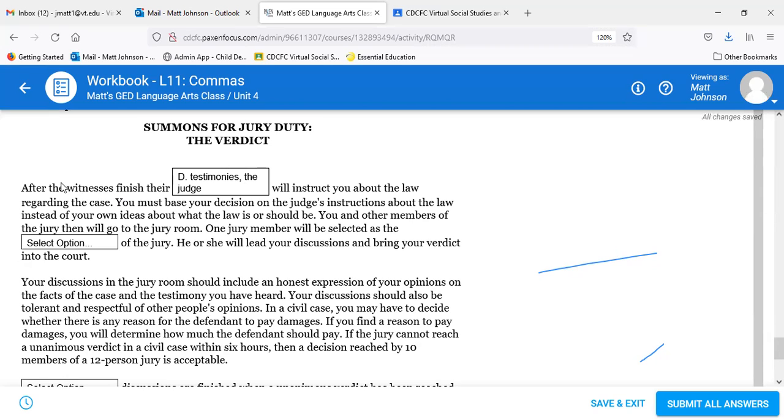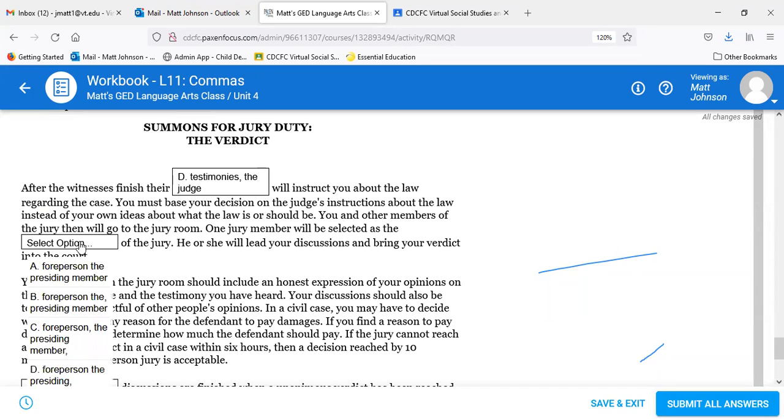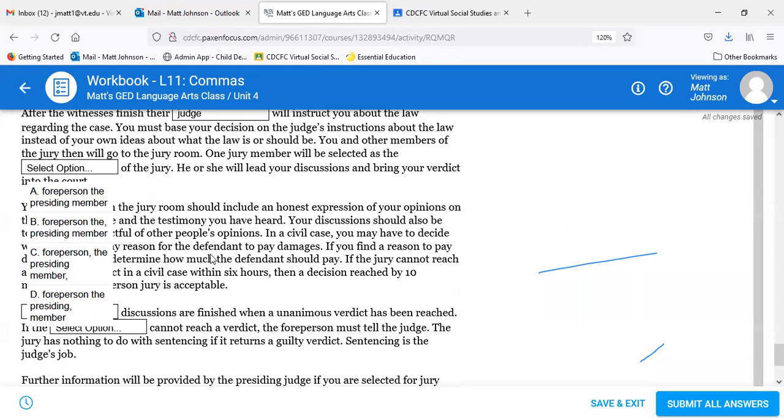You must base your decision on the judge's instructions about the law instead of your own ideas about what the law is or should be. You and other members of the jury then will go to the jury room. One jury member will be selected as the foreperson, the presiding member of the jury. Tracy, what do we want to use here? Yes. We want the press, the person name.